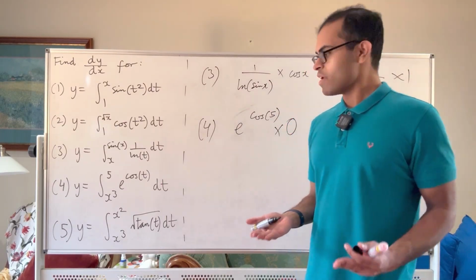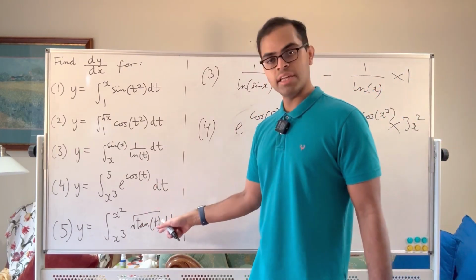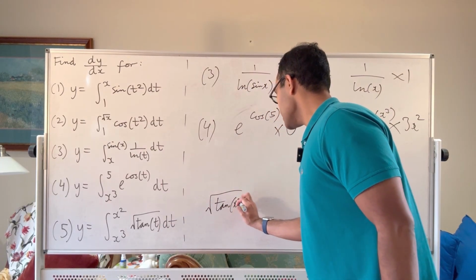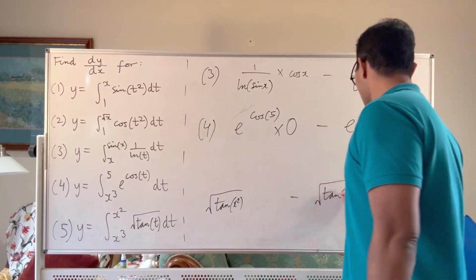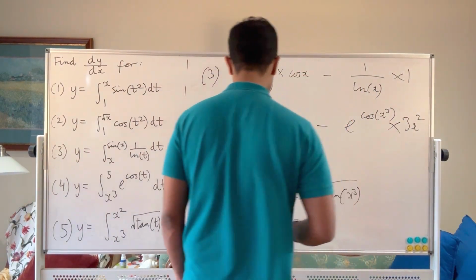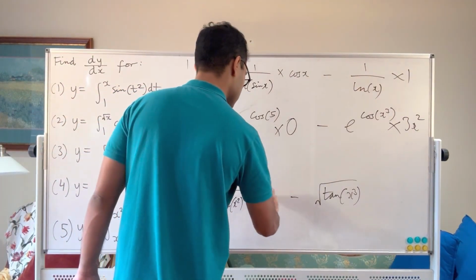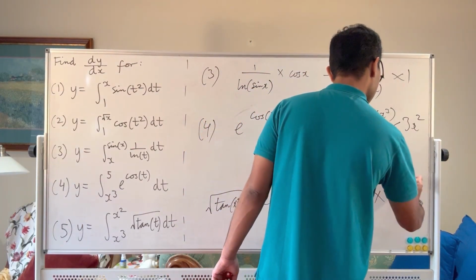All right, so for number 5, it's the same idea. We're differentiating the integral, so plug in the upper limit into the integrand, so you're going to get square root of tan of x squared, and then plug in the lower limit into the integrand, so we're going to get square root of tan of x cubed, and then in each case you have to multiply with the derivative of the limit. So the derivative of the upper limit x squared is just 2x, the derivative of the lower limit x cubed is 3x squared, so that's going to be our answer.